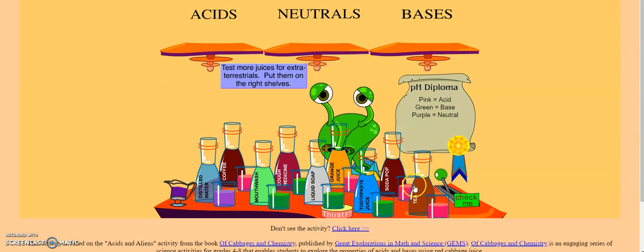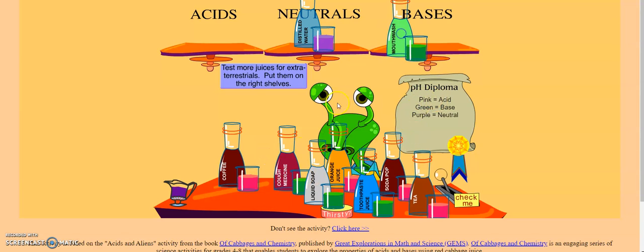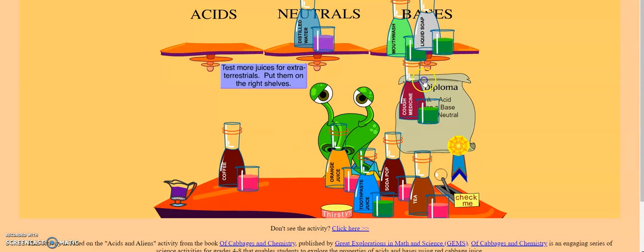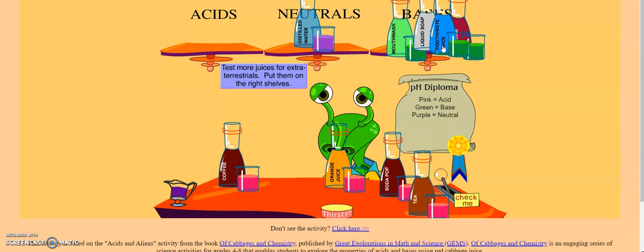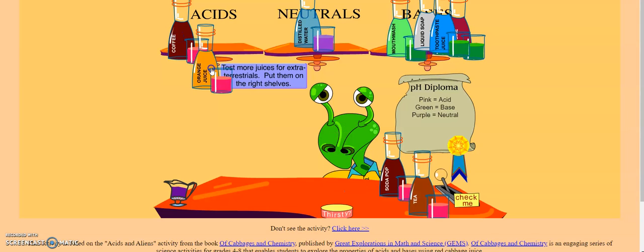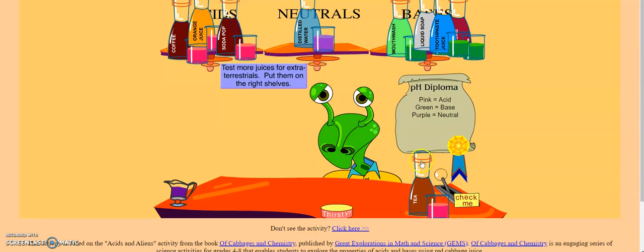We're going to put them on the shelves. I know that purples are supposed to be neutral, and I'm looking at this diploma here to know that. I see that mouthwash is green, so I know it's a base. Liquid soap is green, so it's a base. Cough medicine is green, and toothpaste is green. Coffee is pink. Orange juice is pink, so I know that's acidic. Soda is acidic, and tea is acidic as well.